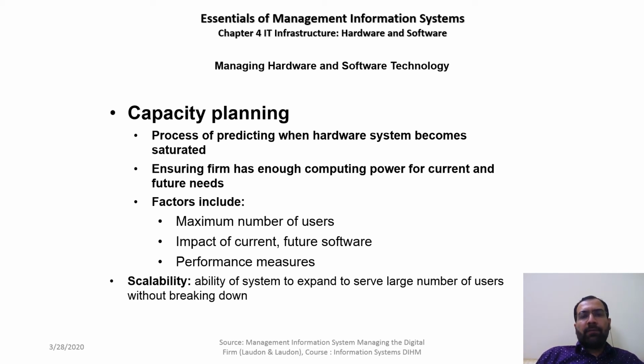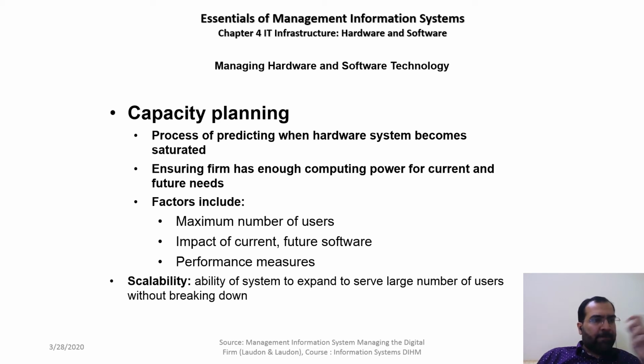Capacity planning is the process of predicting when a hardware system becomes saturated. We have to plan, because hardware systems will not last forever. Technology becomes obsolete over a period of time. So we have to be careful when using such systems about when the technology becomes saturated, so that we can decide before time. It is about ensuring the firm has enough computing power for current and future trends.